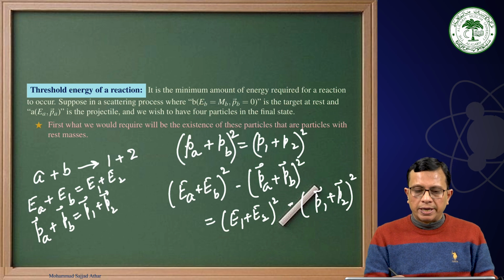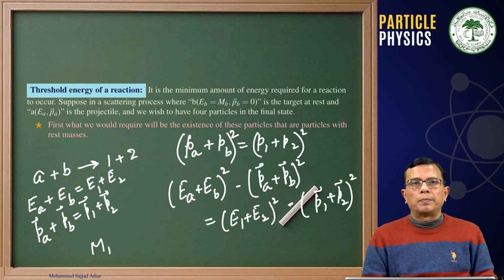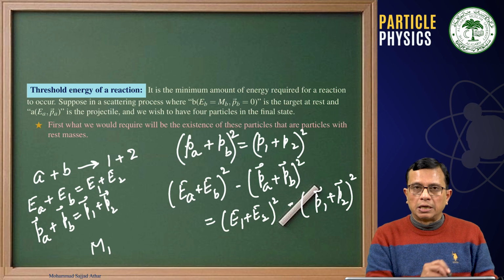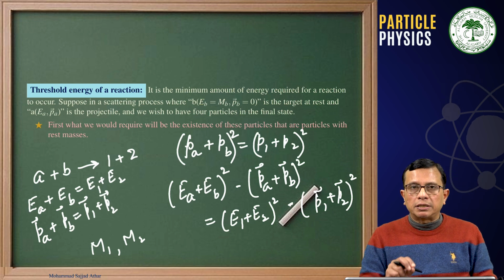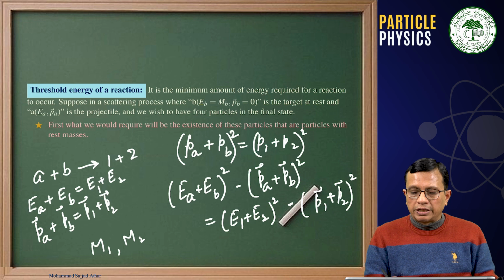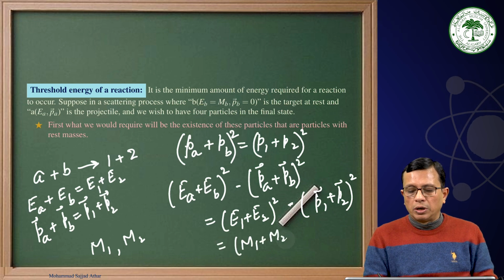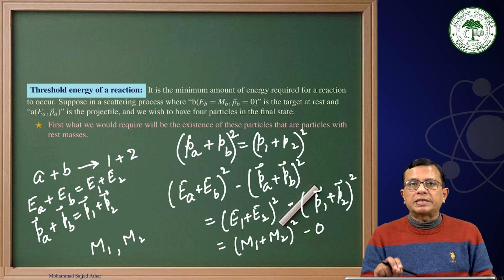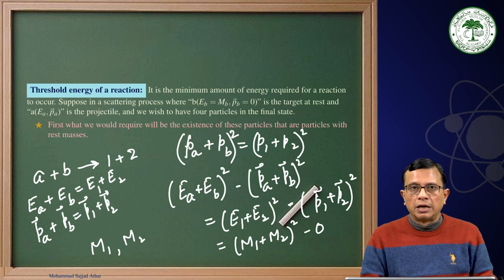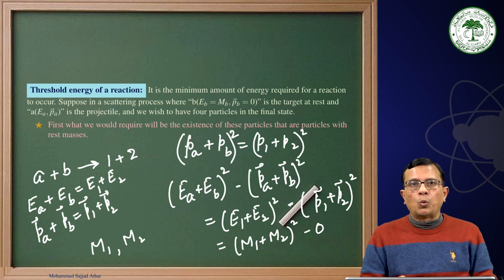Therefore, what we need first is particle 1 having rest mass energy m1 without any kinetic energy, and particle 2 with rest mass energy m2 without any kinetic energy. Thus, the existence of these particles. Therefore, the right hand side will be m1 plus m2 whole square without any momentum. We don't require it, because the threshold energy is the minimum energy required to have the desired number of particles in the final state. Without any kinetic energy, we just need the existence of 1 and 2.